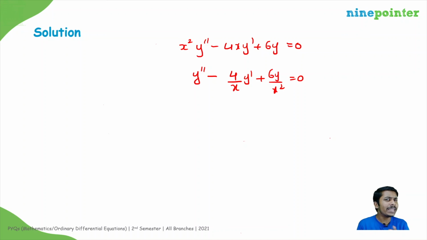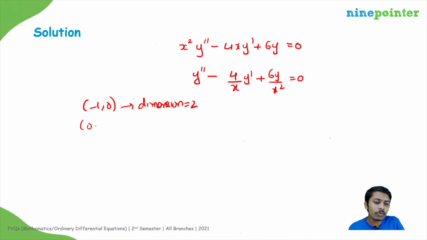So we can't blindly apply the dimension theorem. We have to do something in order to find it. Still, in the interval minus 1 comma 0, I can say that the dimension should be equal to 2. Similarly, in the interval 0 comma 1 also, I can say that the dimension of the solution space is just 2 itself. Now it's just a matter of including that 0.